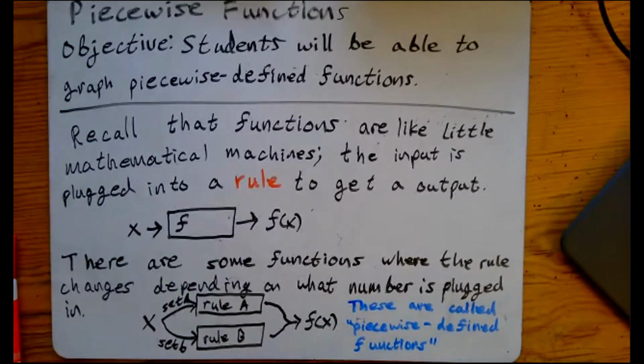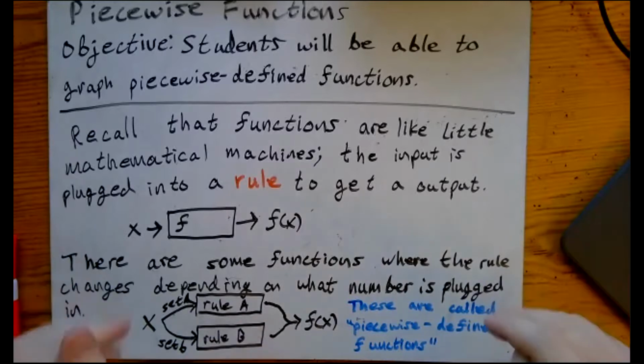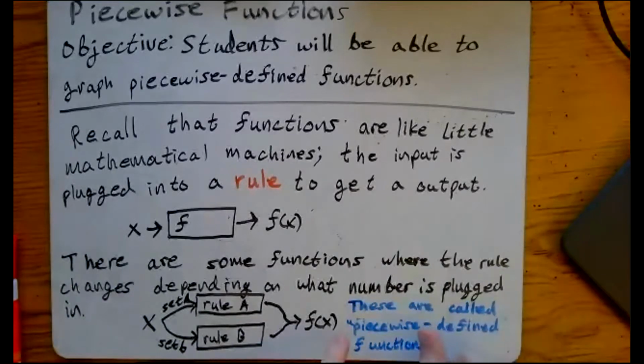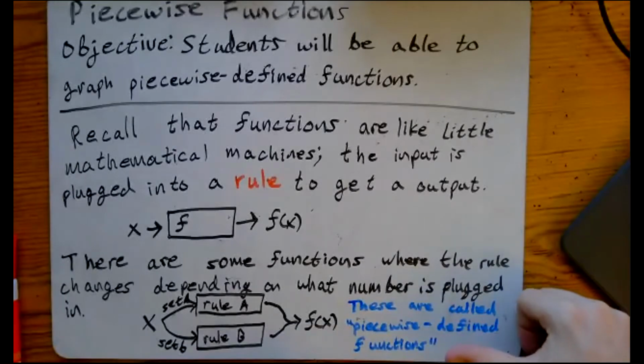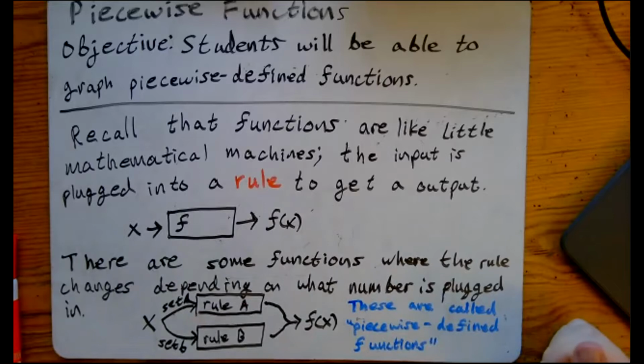Now, so what's in a name here? Piecewise defined functions. Well, piecewise means that it's broken up into pieces, or rather, piecewise is an adjective describing that different pieces work in different ways. The defined is saying that each piece has its own definition, which we're also calling a rule. And it's a function because it's a function. These are also often just called piecewise functions. So piecewise function and piecewise defined functions are the same thing, just two different ways of referring to them.